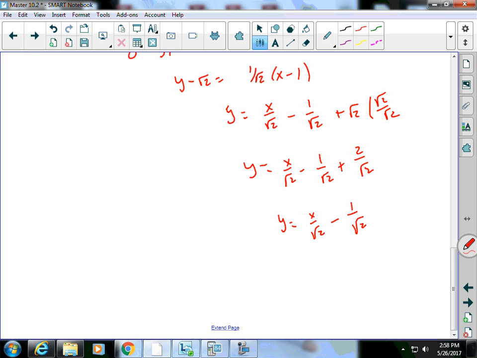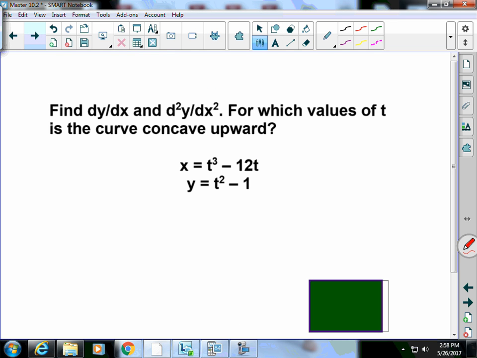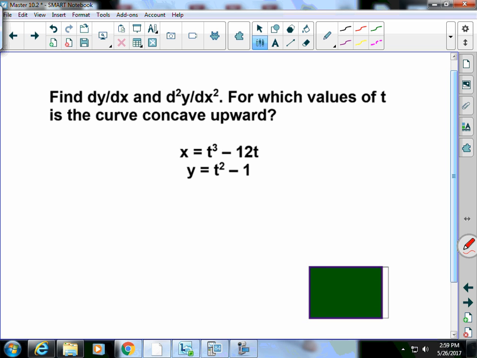All right, so now there's a different problem. It says, I want to find dy dx and the second derivative. So this one's going to be a little messier. It's got a lot more parts to it. And we want to find out for which values the curve is concave up. So when we're looking at the second derivative, we want the second derivative to be greater than 0. All right, so let's start off slowly. dy dx, well, not dy dx, dy dt. Let's go dy dt.